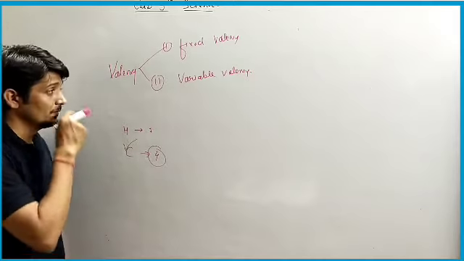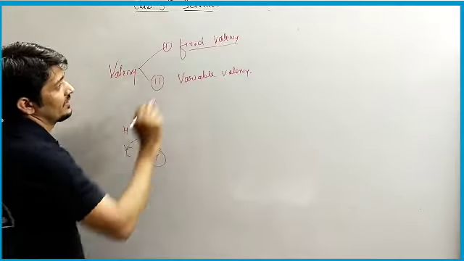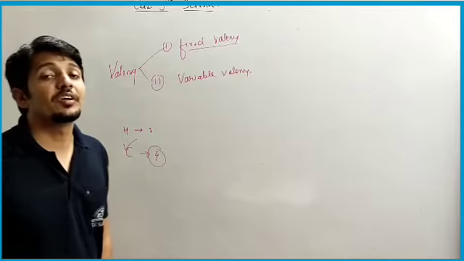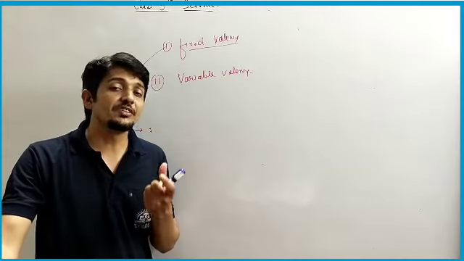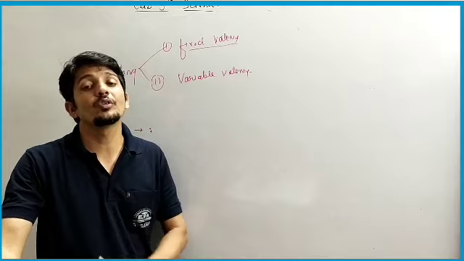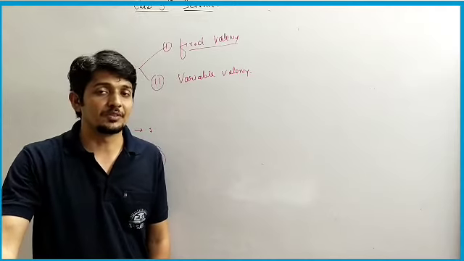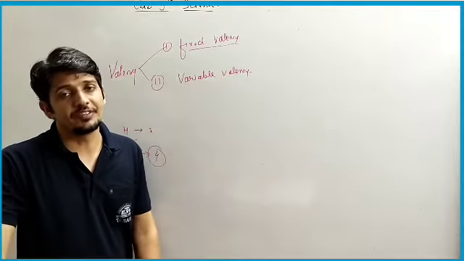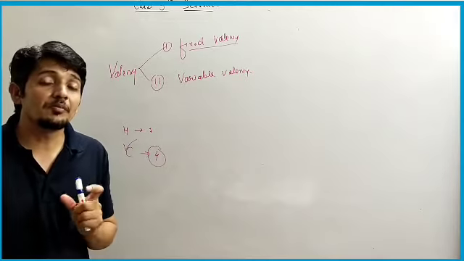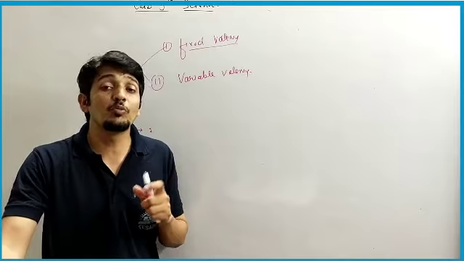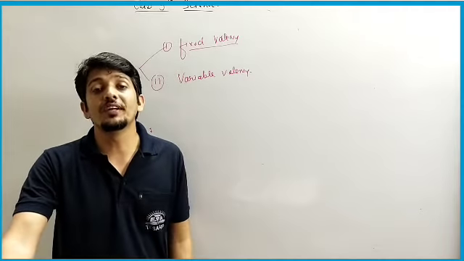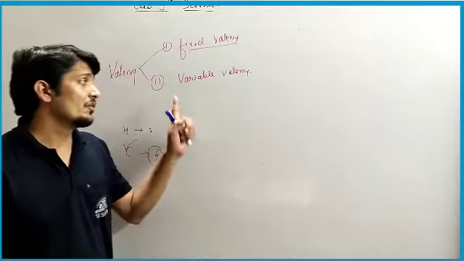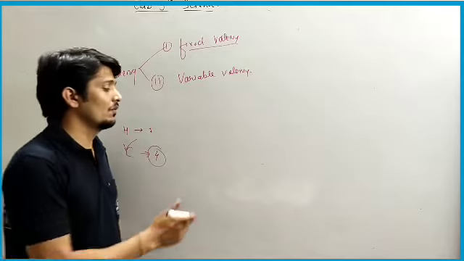So now it is a fixed valency. What is fixed valency? It is the valency of an atom which is fixed. That means it is not going to change with other atoms. So this is the fixed valency. Now we have variable valency. Variable valency का मतलब, a particular atom which shows two or more than 2 valencies, this is called variable valency.